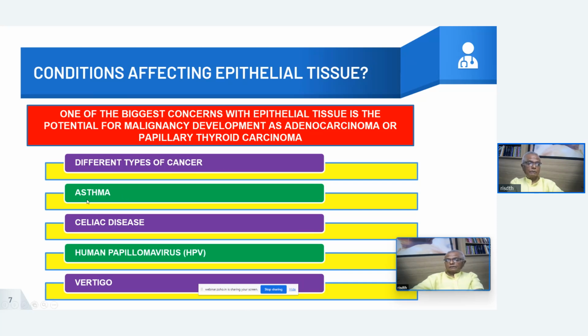It is responsible for asthma. It is responsible for celiac disease. It is responsible for the human papillomavirus, HPV, and vertigo. So these are the very important things.